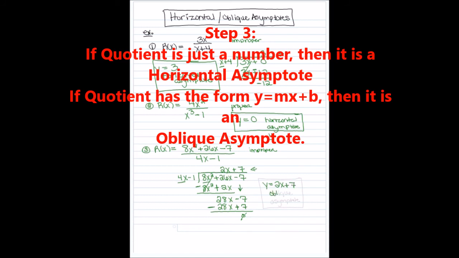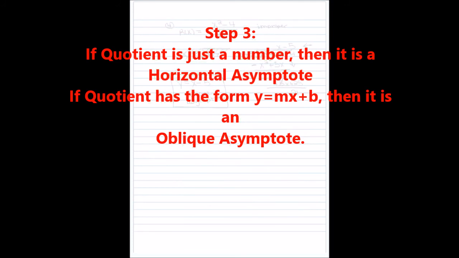Now this is considered to be an oblique asymptote because it has an x in it. It's set up in that y equals mx plus b form. It's not just a number. Let's look at one more example.